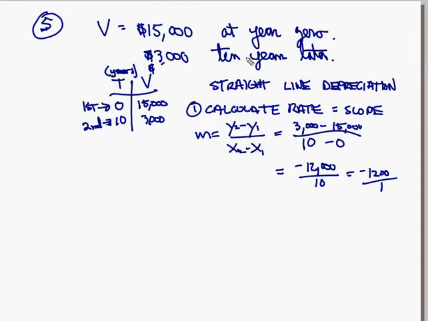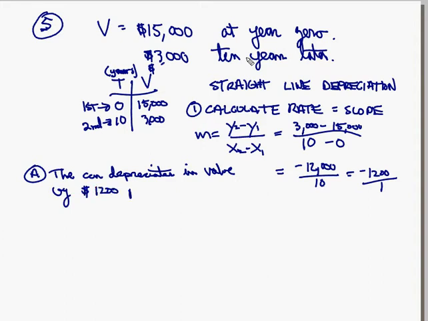So for A, the car depreciates in value by $1,200 per year. Now I'm jumping around here a little bit. I'm going to go to D because that will help me do B, C, and E easier.